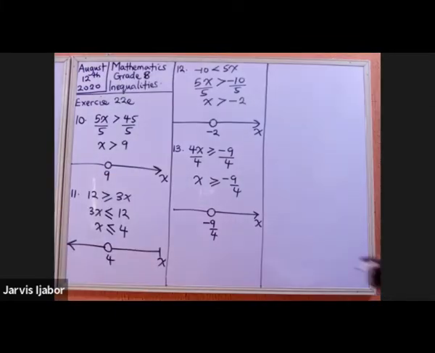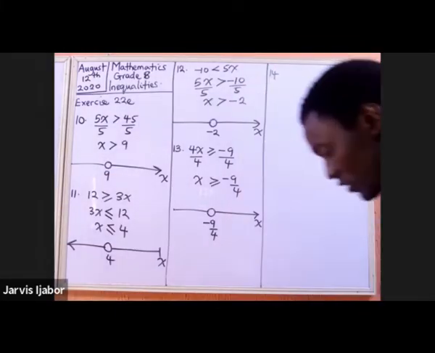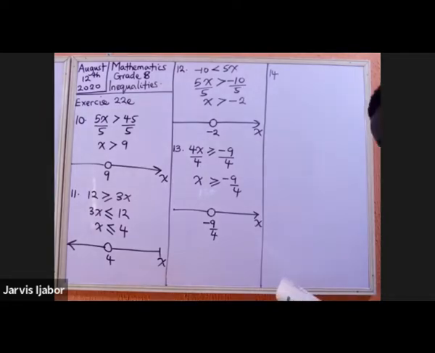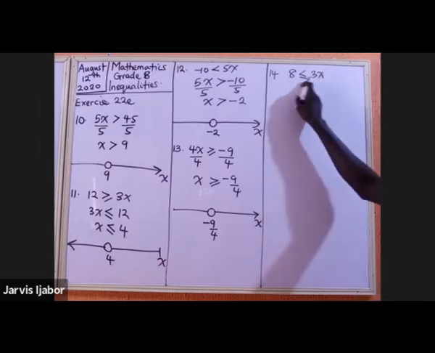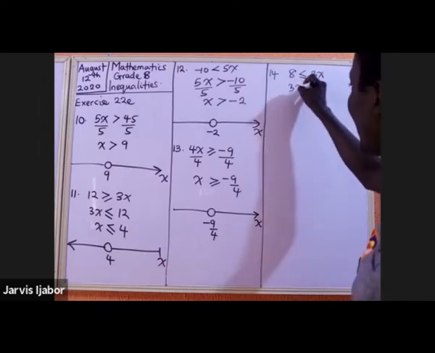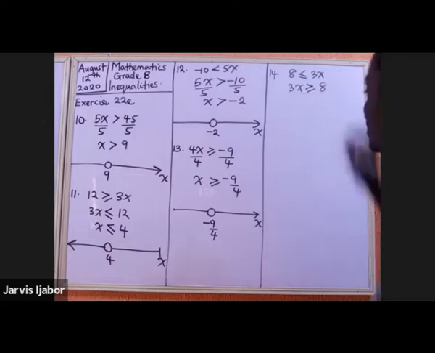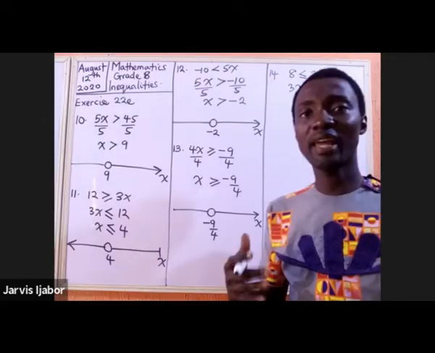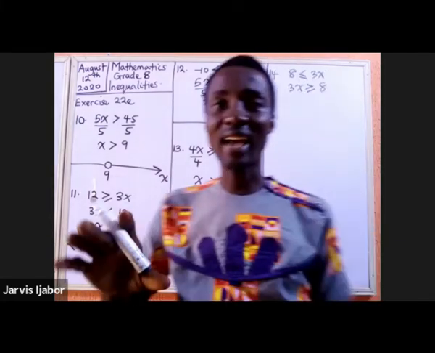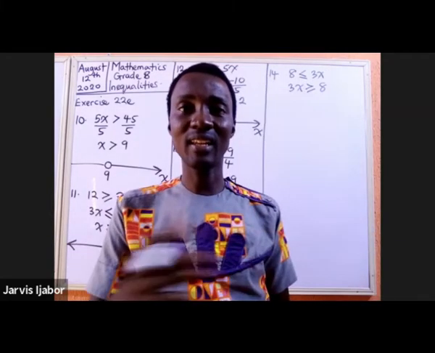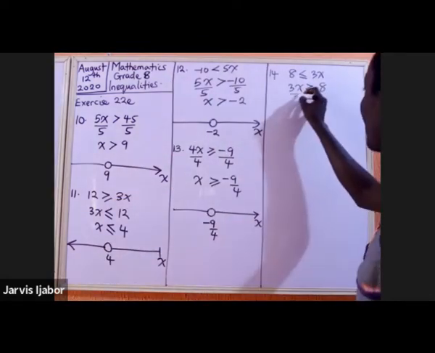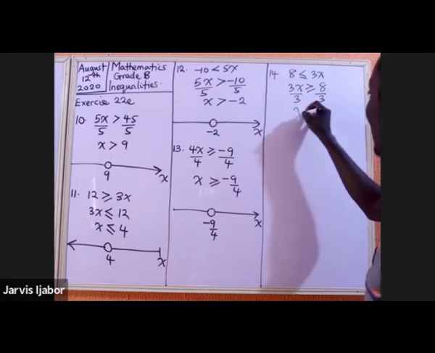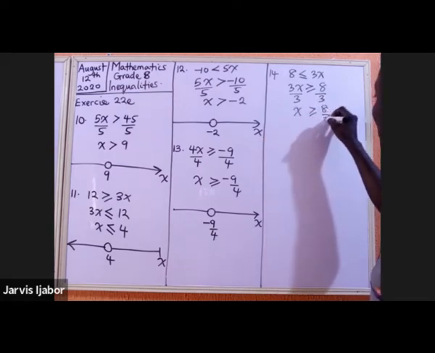Then question 14. In question 14, we have that 8 is less than or equal to 3x. If 8 is less than this, it only means that x will be greater than or equal to what? 8. That's what it means. That's why when I started, I told you that don't learn or master this to the idea that there's a greater than, there's a less than. Look at it in relative terms. All right. So you divide both sides by 3, and you have that x is greater than or equal to 8 over 3.